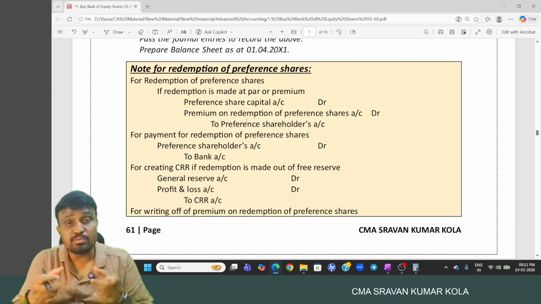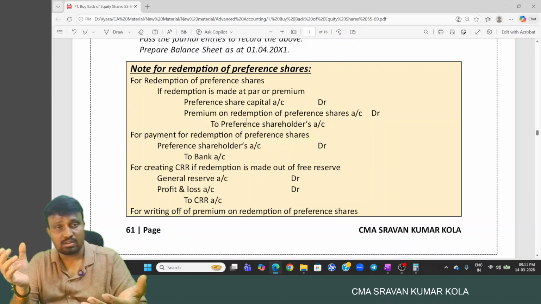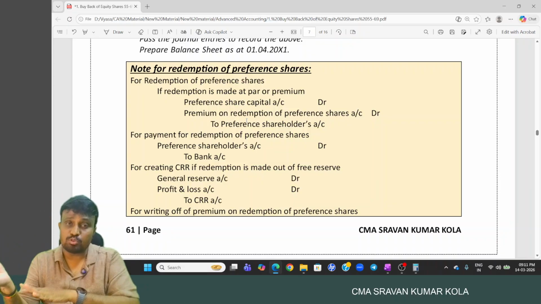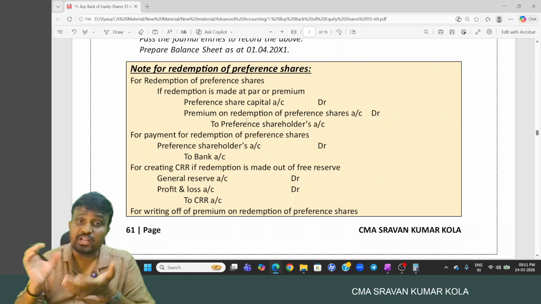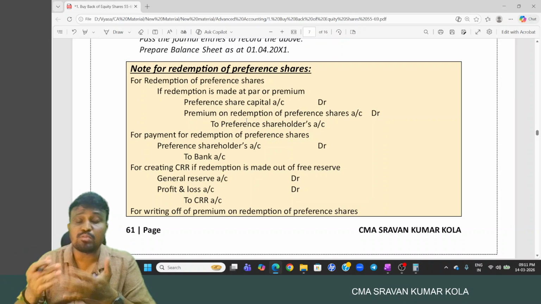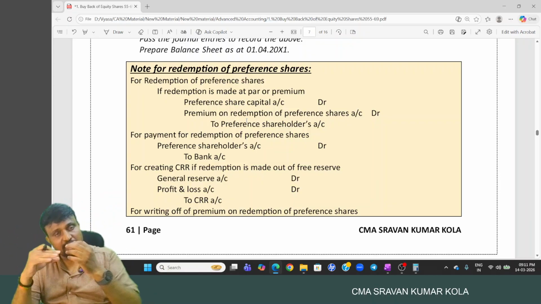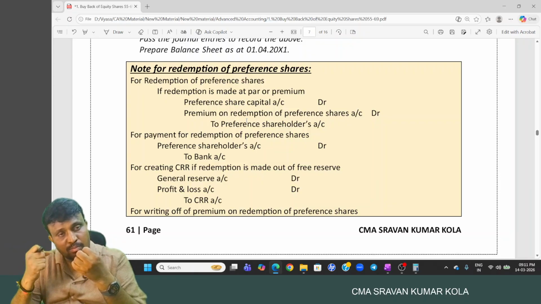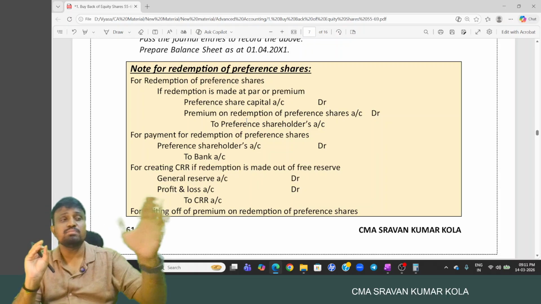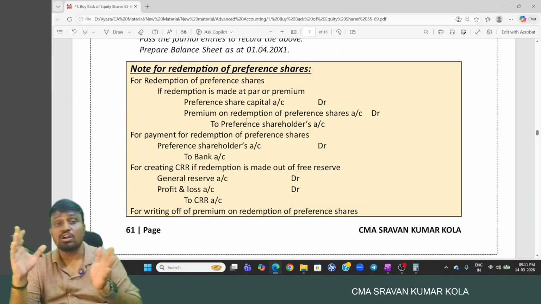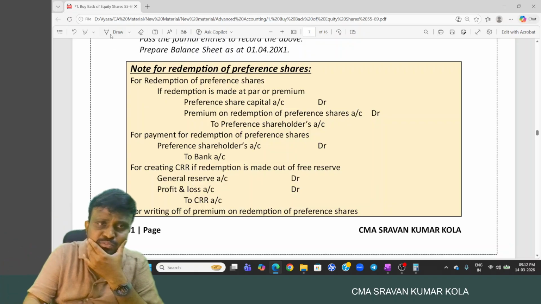If the preference shares are redeemed out of the free reserves, the nominal value of preference shares redeemed is transferred to CRR. If preference shares are redeemed out of the proceeds from a fresh issue of shares, then there is no need to transfer to CRR. And premium on redemption of preference shares can be written off by transfer to either security premium, profit and loss account, or free reserve. It means every point is common, only a few points differ, like security premium. Security premium is a free reserve in case of buyback, but not a free reserve in case of redemption of preference shares.